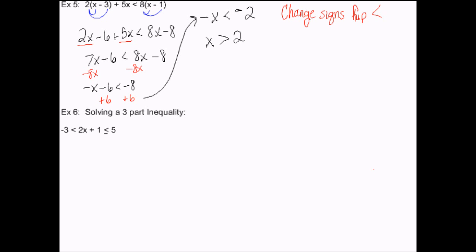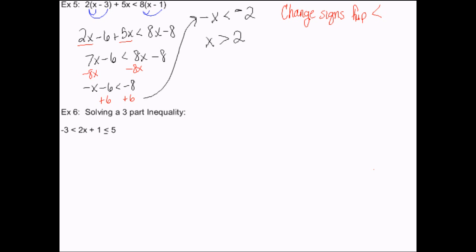How did the negative become a positive? Here, because the x is also negative, and we don't want to know what negative x is. We want to know what x is, so I changed the sign on the x, so I also had to change the sign on the 2. Any other questions? That was a good question.